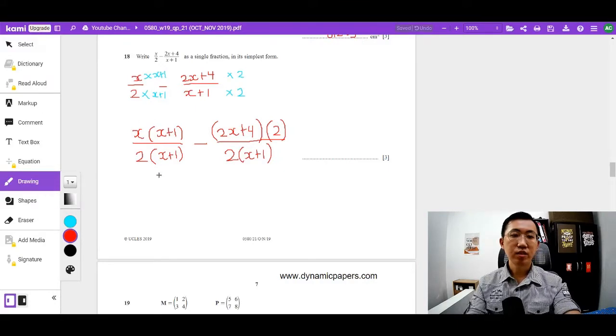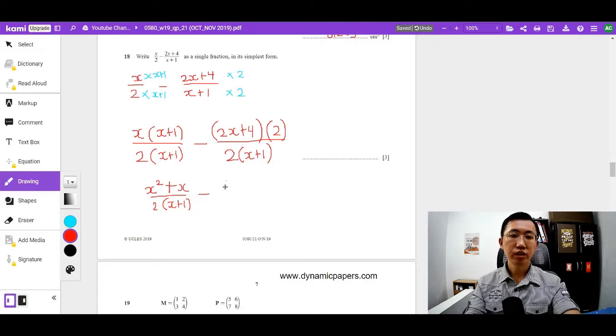X times x will get you x squared. X times 1 will give you x. Okay, so here I am going to try to play this safe. I will do this first, because students always make mistakes. When I see a negative, this is the place where students make mistakes. So I'm going to copy minus first. Here you try to expand.